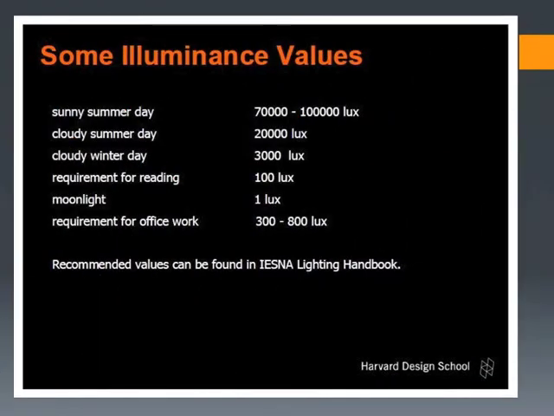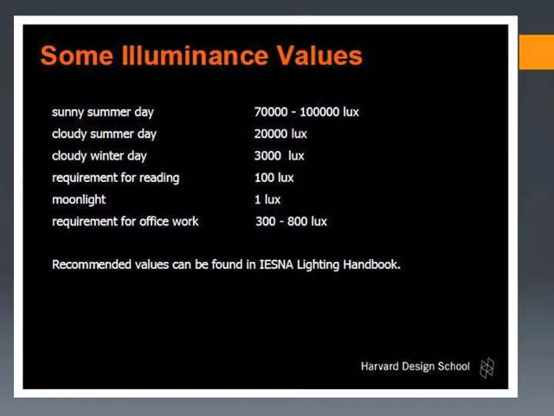There are some of the illuminance values as expressed by Harvard Design School. A sunny day is between 70,000 and 100,000 lux outside, and a few other readings, like moonlight, is 1 lux or 1/10 of a foot candle, but we can still see by it. So there are just some different values here from the AIA Lighting Handbook that expresses typical values outside.